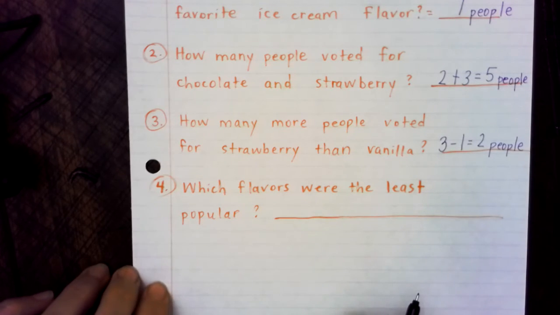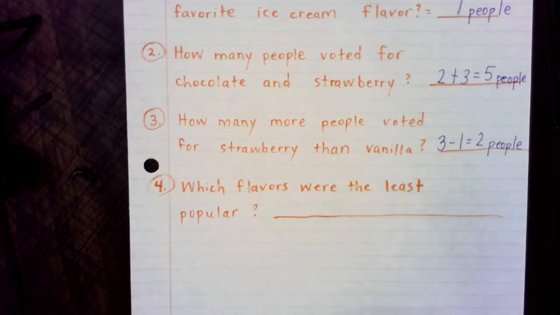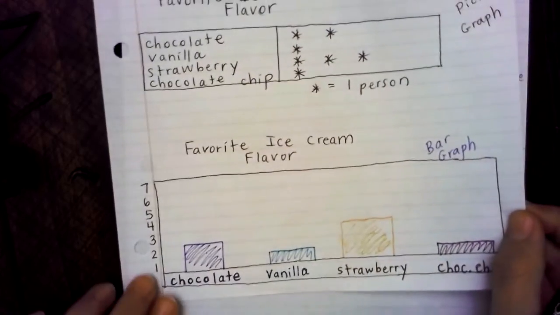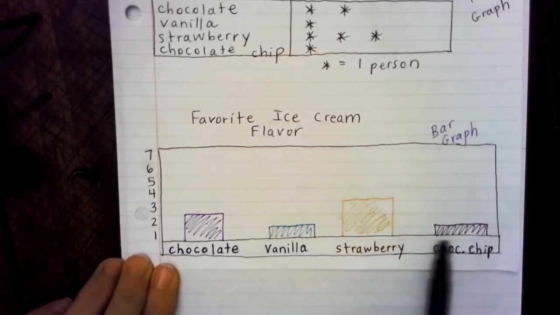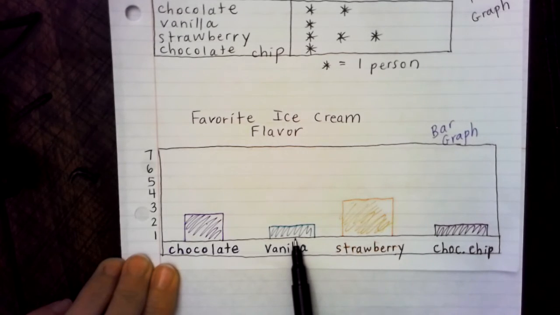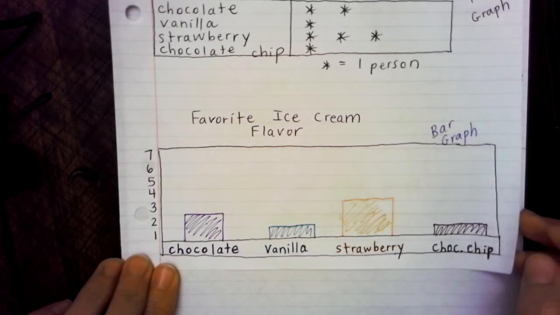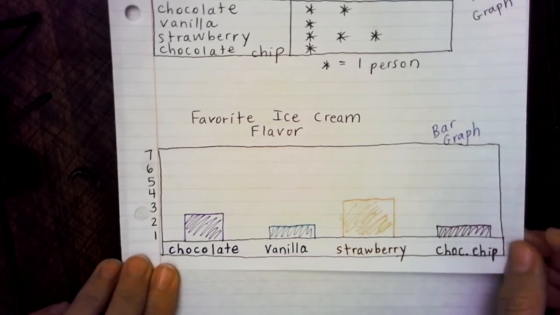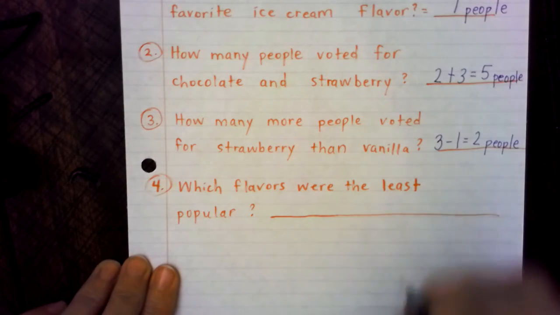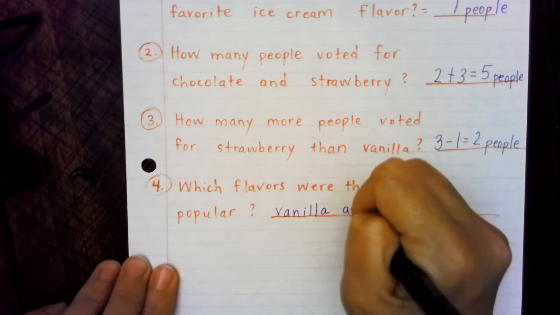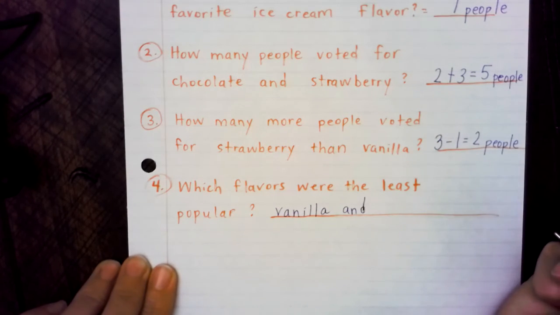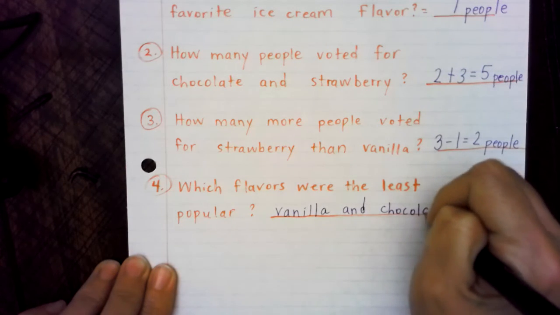And then finally, which flavors were the least popular? And I really like looking at my bar graph for this one because I can easily just glance at that and find the answer. Which bars are the shortest? Vanilla and chocolate chip both had the least votes because vanilla only had 1 vote and chocolate chip only had 1 vote. So vanilla and chocolate chip would be the least popular flavors with my family because they got the least amount of votes. So I'm going to say vanilla and chocolate chip.